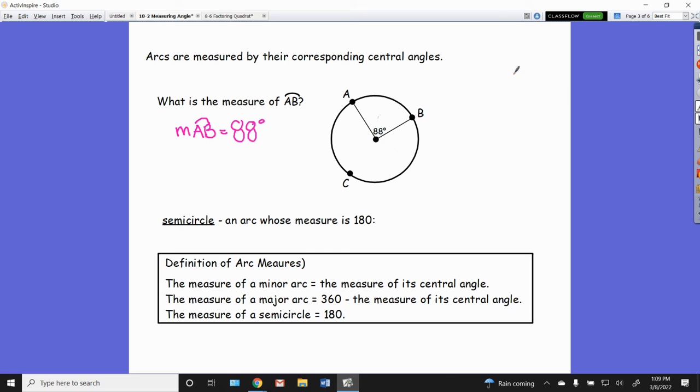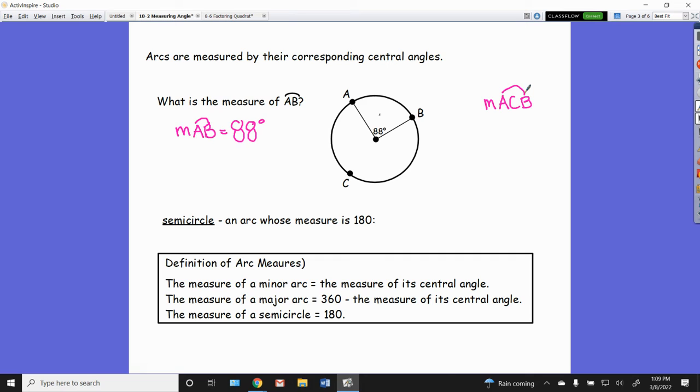So for instance, if I asked for the measure of arc ACB, I did not directly tell you that, but you have enough information to give that to me. It would be 360 minus the 88. You see what I'm saying? There's going to be enough information for you to get that answer every time. Does that make sense? Once again, Bo had an excellent question. There's always going to be enough information, even if it's indirectly there. So to get that major arc, I would do 360 minus the 88.